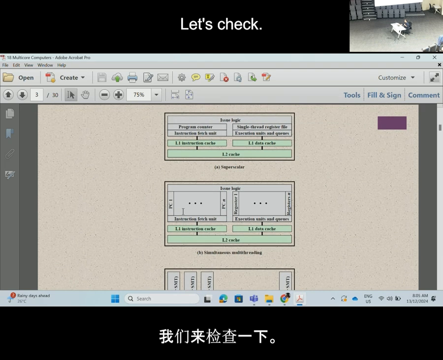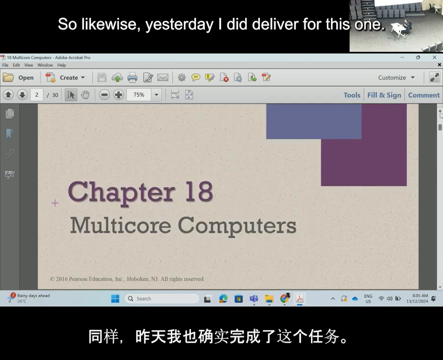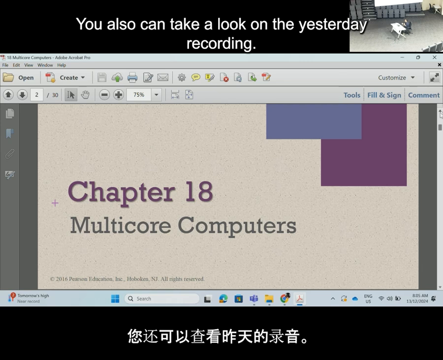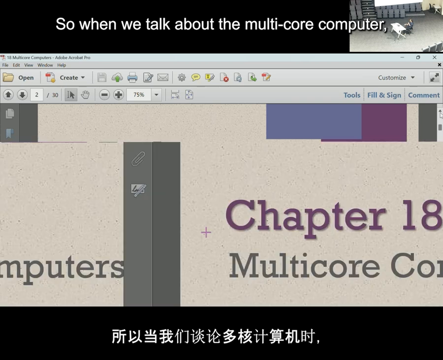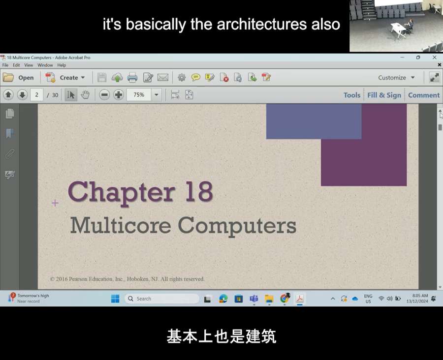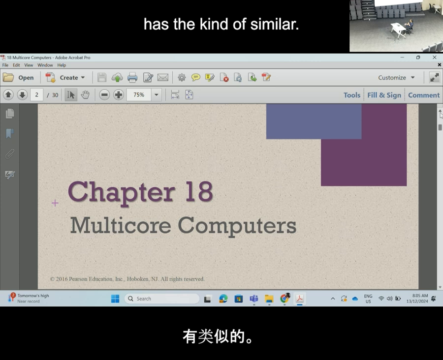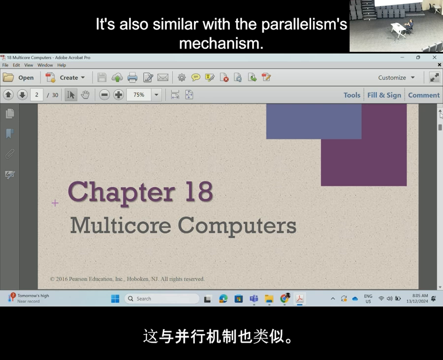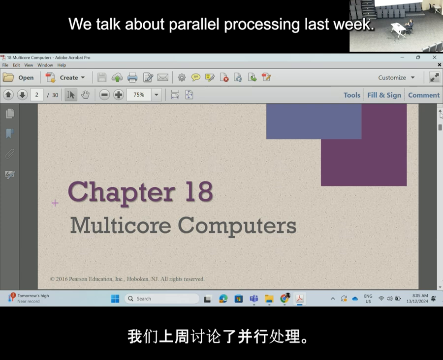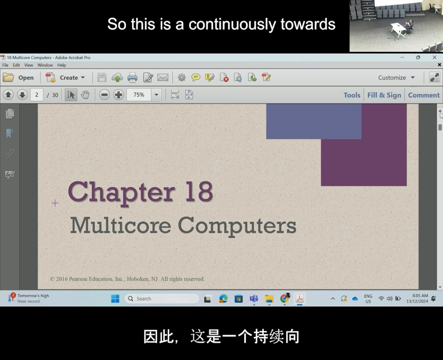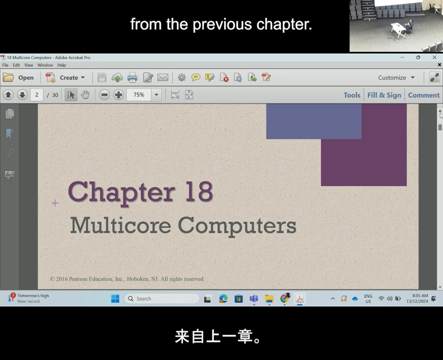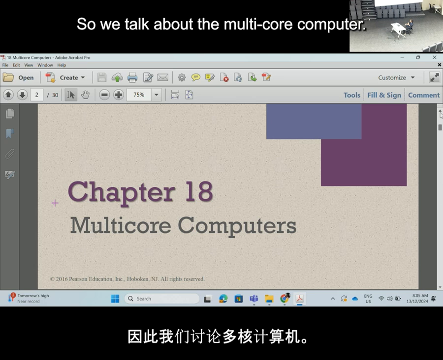Likewise, yesterday I delivered this one, and you can also take a look at yesterday's recording. When we talk about the multi-core computer, the architecture is similar to the parallelism mechanism. We talked about parallel processing last week, so this continues from the previous chapter. So we talk about the multi-core computer.